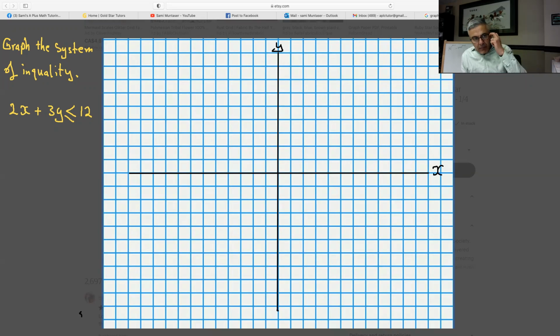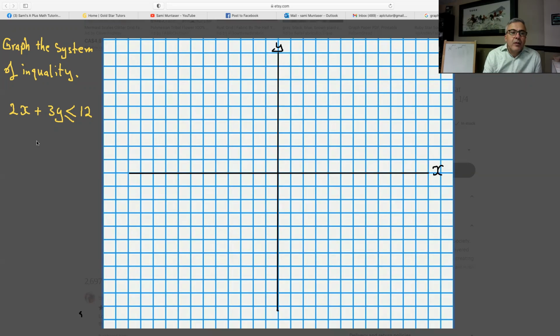We'll be graphing a system of inequalities. So we have 2x plus 3y is less than or equal to 12. Always the best way to graph this inequality, or this linear system, is to do it by finding the x-intercept and the y-intercept.